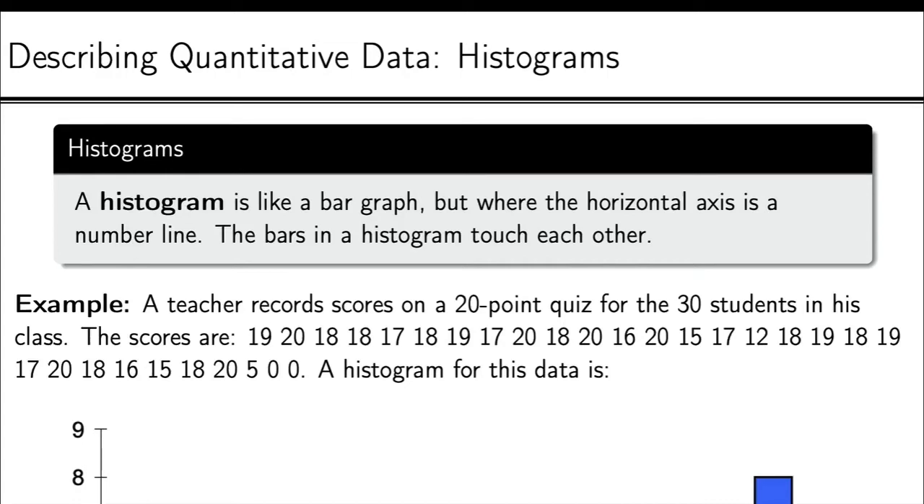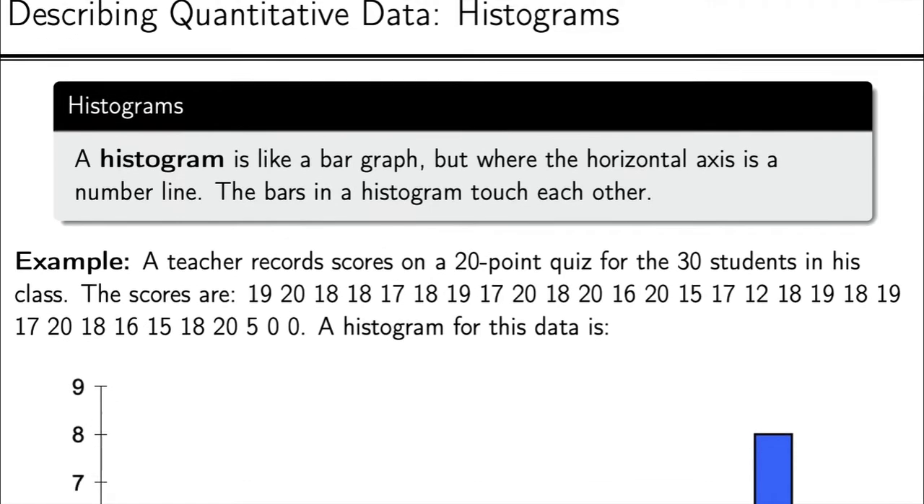Now we're going to look at how we describe quantitative data. That's where we're using meaningful numbers for our data. We're going to start with talking about histograms. A histogram is very similar to a bar graph, but the horizontal axis is a number line. So now essentially our categories are numbers, and the bars touch each other. So let's just look at an example of how this works.